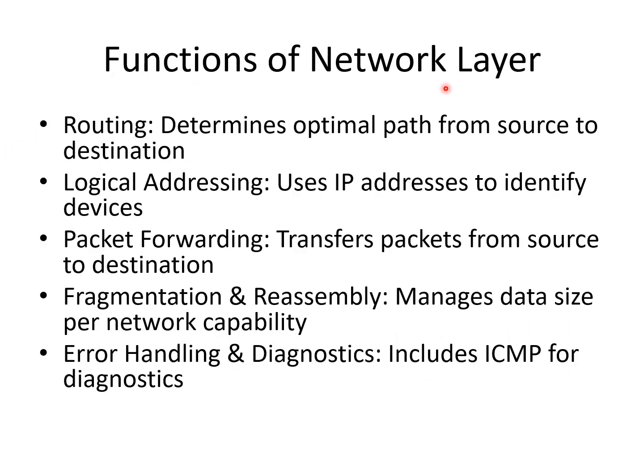Now, what are the basic functions of network layer? First one is routing. What does routing mean? Suppose A is a device which wants to send a message to B. B is a device which is the receiver of the message. Then there must be a path between A and B. So this path will be determined by routing, and this function is done by the network layer. So routing basically determines the optimal path from source to destination.